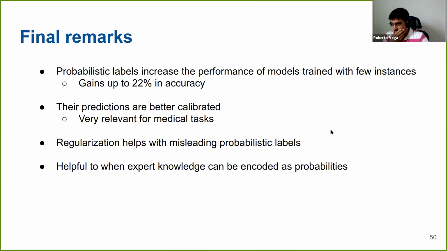So just to conclude, the probabilistic labels increase the performance of the model when we train models with very few instances, and we were able to see gains of up to 20% in accuracy.